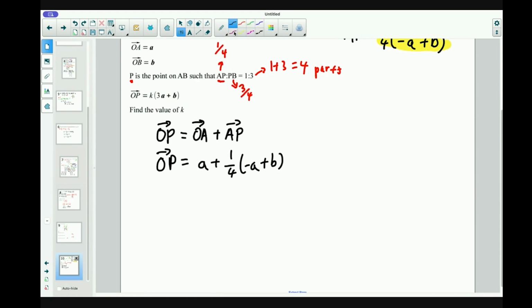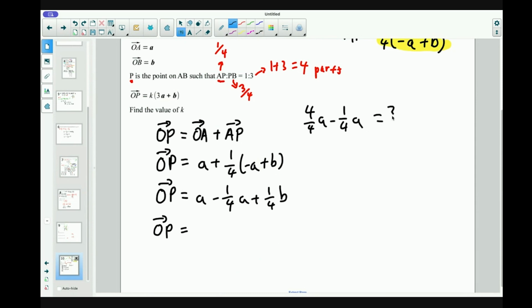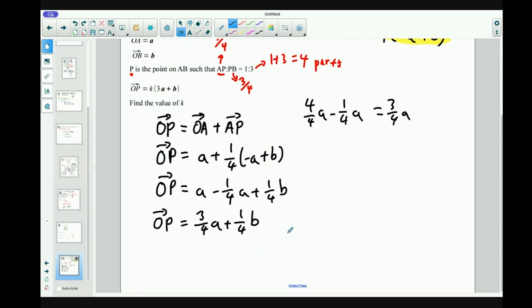So what we're going to do is simply just expand the brackets first. Okay, so we're going to expand those brackets. So vector OP is equal to A minus 1/4 A plus 1/4 B. And if I have A minus 1/4 A, we can think of this A as 4 over 4A minus 1/4 A. That gives me 3/4 A, and then plus 1/4 B. All right, we are nearly there. We have one more step left.